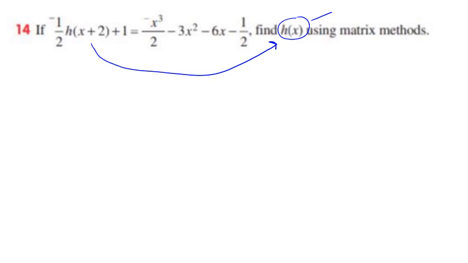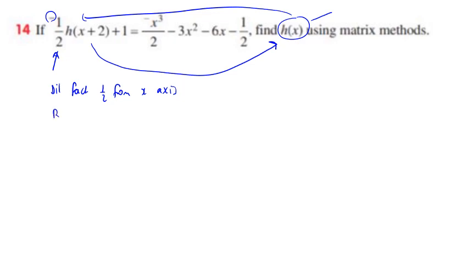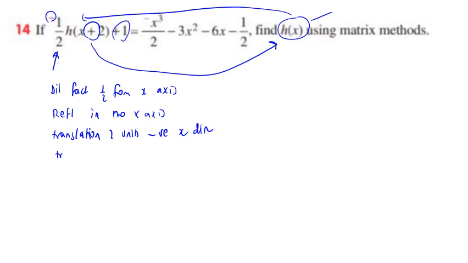So let's see one way of doing it. Now, I would say that if I was going from hx to here, here's the steps that I would take. There's been a dilation of factor 1/2 from the x-axis. The minus means there's been a reflection in the x-axis. The +2 means there's been a translation of 2 units in the negative x direction. And then the +1 means there's been a translation of 1 unit in the positive y direction.